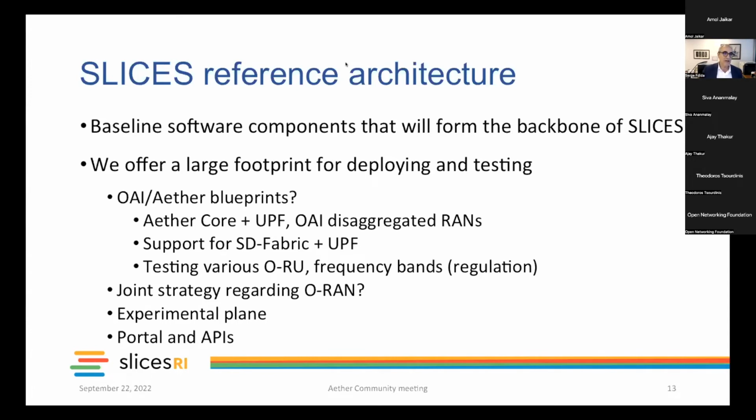What is specific in slices, that you don't have in the digital infrastructure, is that we have to develop an experimental plane, which is what is needed to control the experiment. And of course, to provide a specific portal and API in order for the experimenters to easily access the facility. So that's basically what I wanted to say about slices in a nutshell, and you can easily look up the website. And without delay, I would like to hand over to Theodoros so that he can give you an idea about what has been done with Aether.